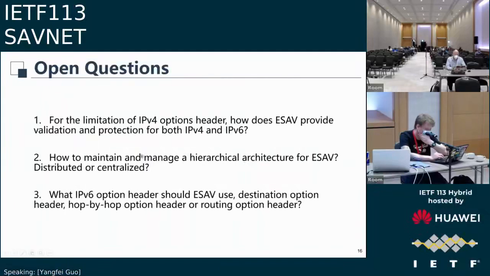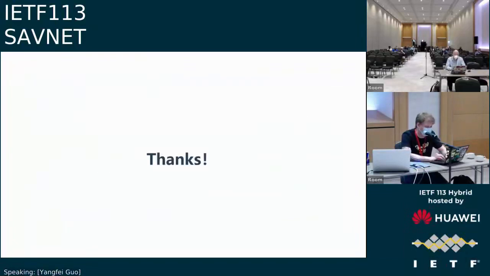So there are some questions. The first: is eSerf prepared for IPv4 or IPv6 or both? You know, because of the limitation of the IPv4 options header, it may be a problem for how eSerf attaches the tag to the packet. Second, how to maintain and manage a hierarchy for eSerf? Is it a distributed one or a centralized one? And third, which IPv6 option header should eSerf use: destination, hop by hop, or routing option header? In our design, we use the destination option header. And that's all. Thanks.